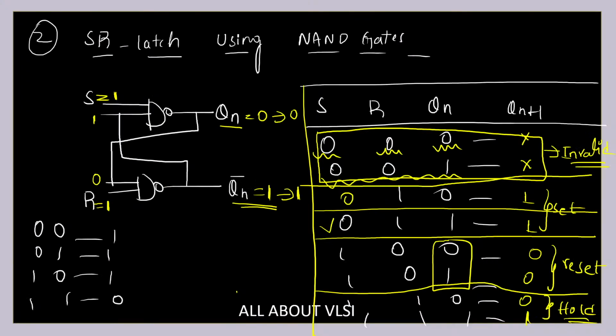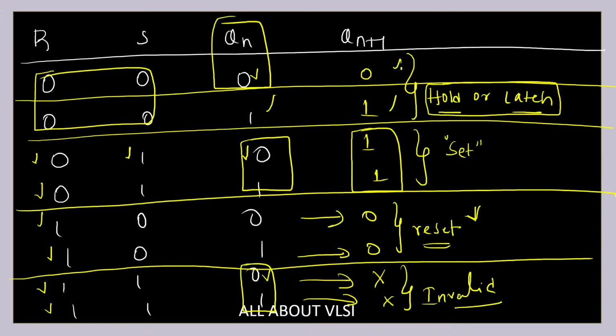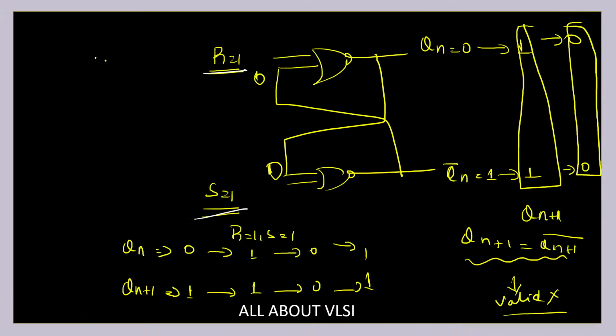So in the case of your SR latch using NOR gates, these are the conditions you're going to get whenever S is equal to 0 and R is equal to 0. Let me write down S, R and state.